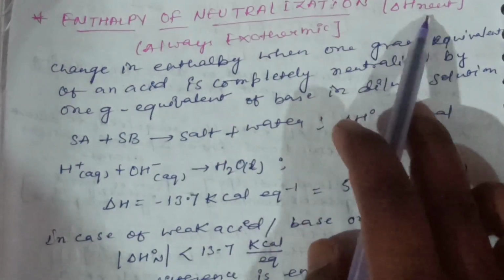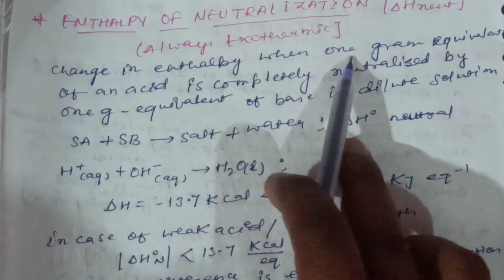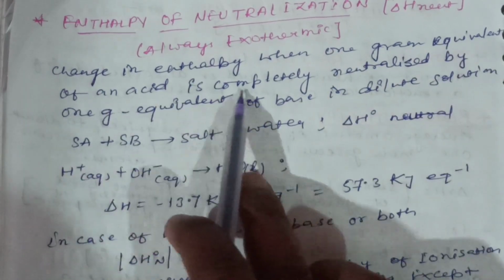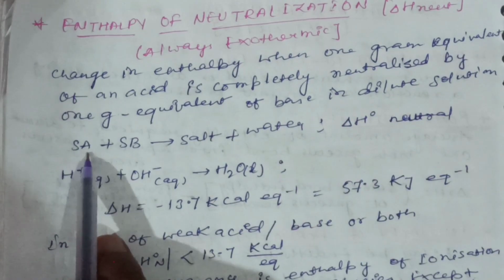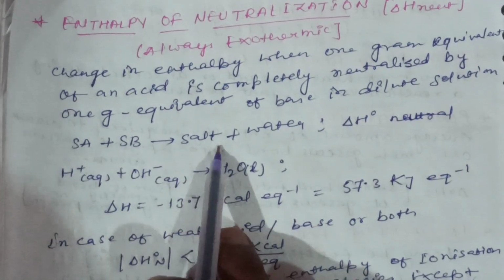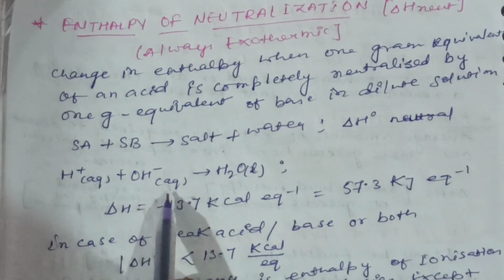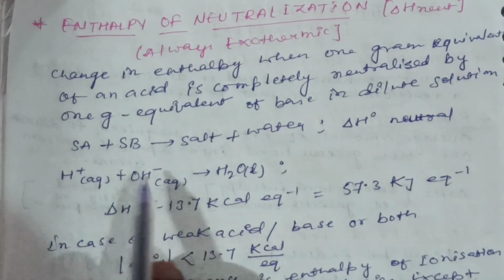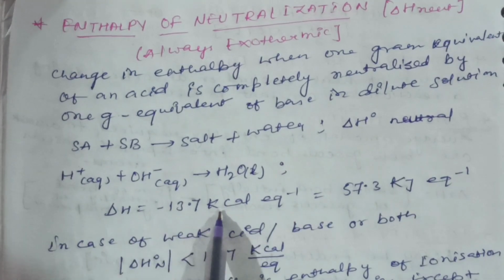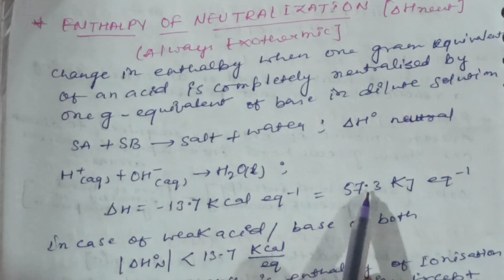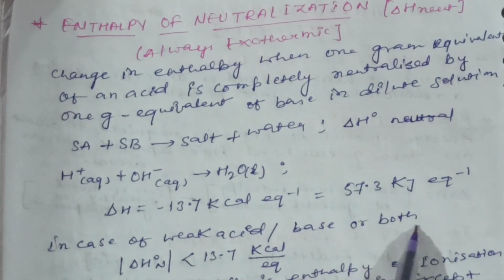Enthalpy of neutralization, ΔH neutralization, is always exothermic. It is the change in enthalpy when 1 gram equivalent of an acid is completely neutralized by 1 gram equivalent of base in dilute solutions. A strong acid plus a strong base combine to form a salt plus water, ΔH° neutralization. H+(aq) plus OH−(aq) combine to form H2O(l), ΔH is equal to −13.7 kilocalorie per equivalent, which is equal to −57.3 kilojoule per equivalent.